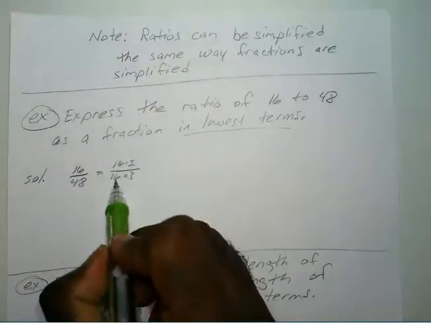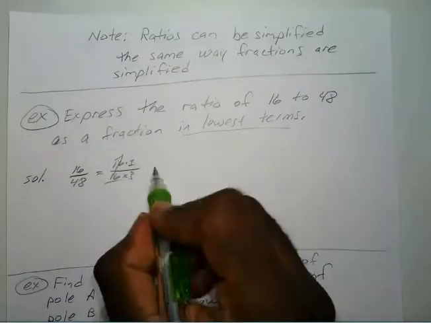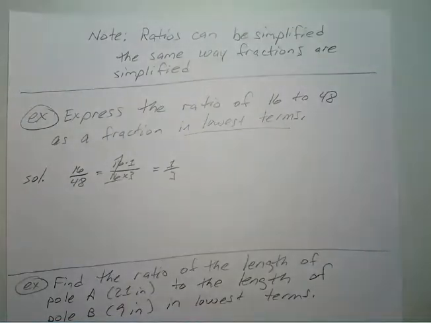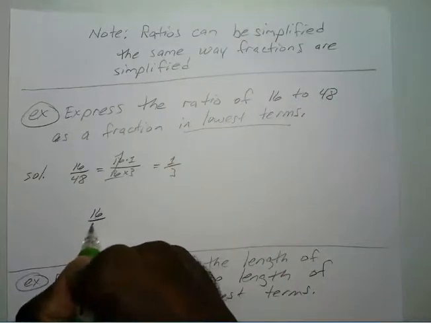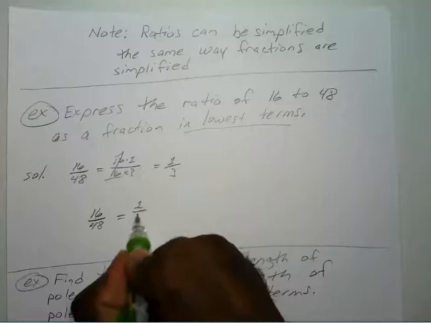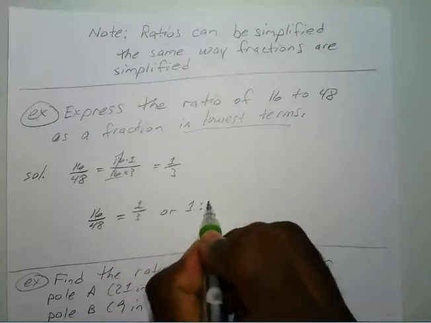16 divided by 16 cancels out, so you're left with a ratio of 1 to 3. That means a ratio of 16 to 48 is equal to the ratio of 1 to 3, or you can write it as 1/3.